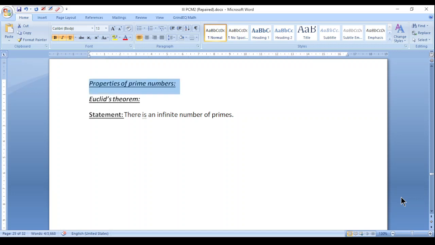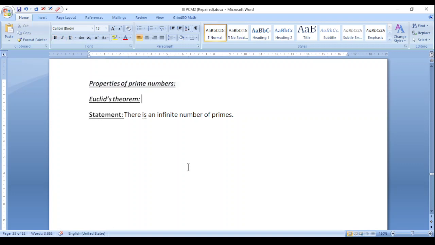Hi, in this presentation, we are going to discuss some important properties of prime numbers. Specifically, we are going to delve into two very important properties of prime numbers, one of which is known as Euclid's theorem, a very famous result which talks about the number of primes. And the second property gives us an upper bound for the nth prime number.